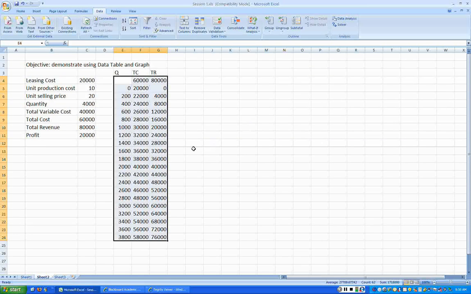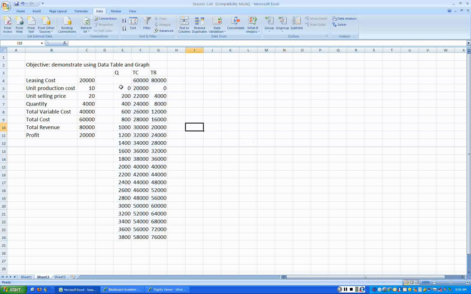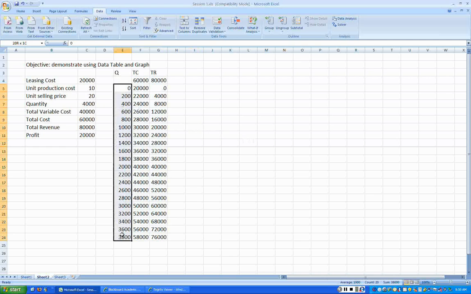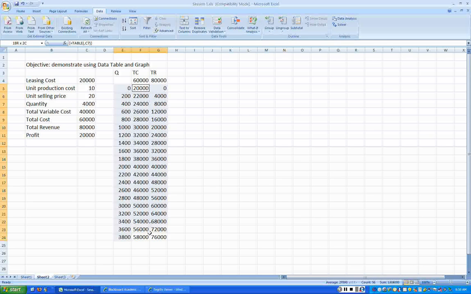Okay. Now what I want to do is graph the total cost and total revenue against various quantities. To do that, I'm going to highlight this. Then click and hold the control button, go back and pick the other two columns.